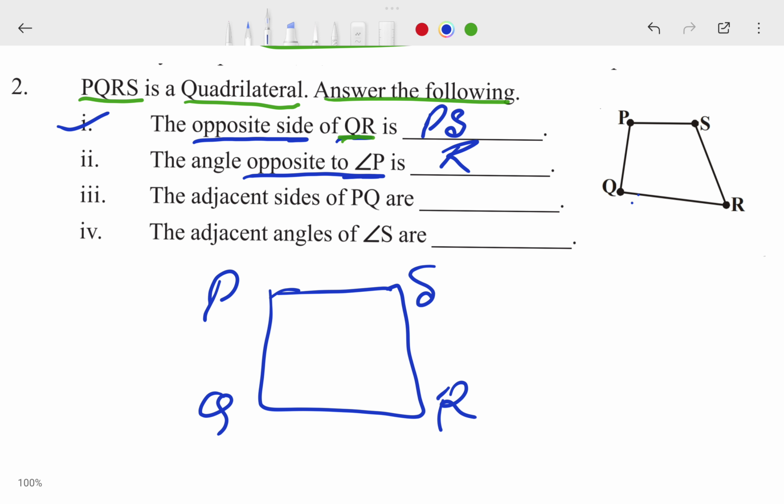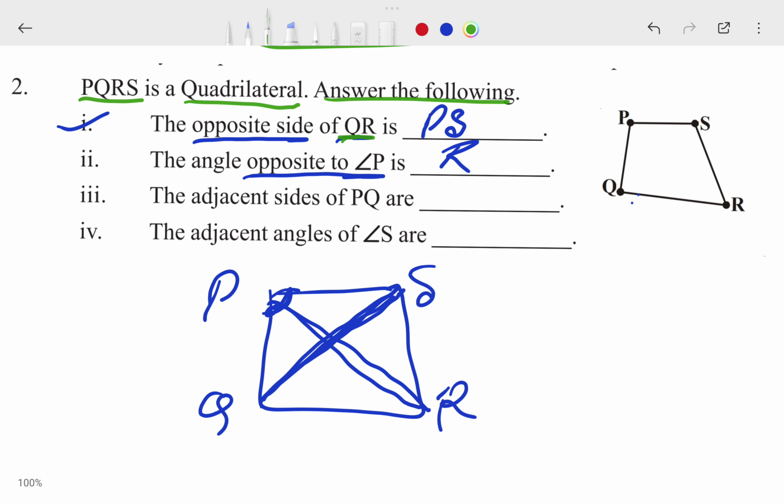If someone asks you what is the opposite to the P, how will you find it? You don't have to do anything special. Just take this point and this point, intersect. Okay, and just take P and S, intersecting. Whatever corner is there, just intersect. This or this point intersects, this or this point intersects.